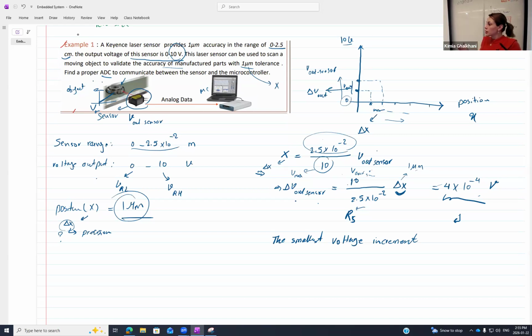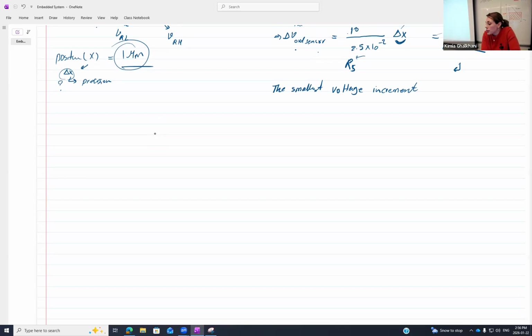It's okay, ask. I mean the depth of the question. No, voltage couldn't be variable. Maximum voltage is always provided by the manufacturer, right? So now I have the smallest voltage increment.